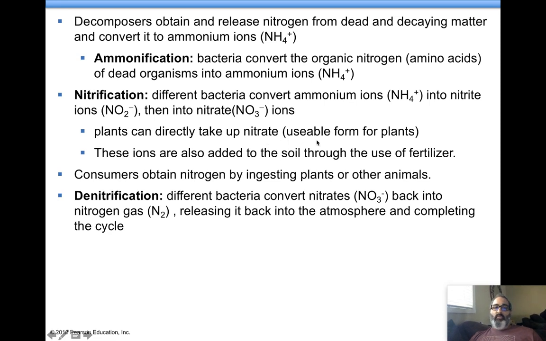All right. So we add ammonium, we add nitrates to fertilizer, basically. That's what fertilizers are made out of. How do we get our nitrogen? What we eat, and we get it in our proteins.